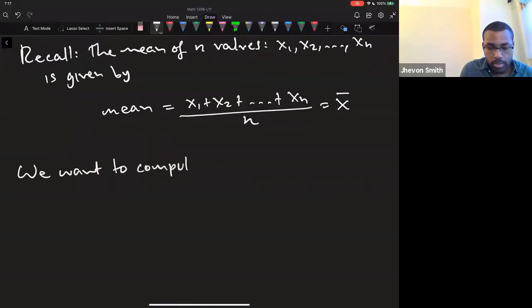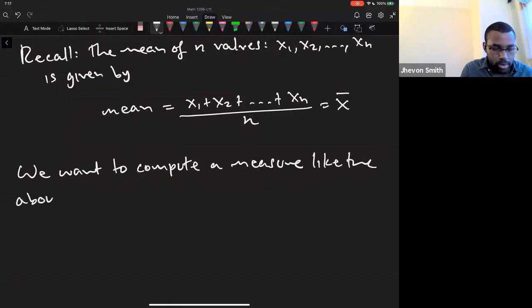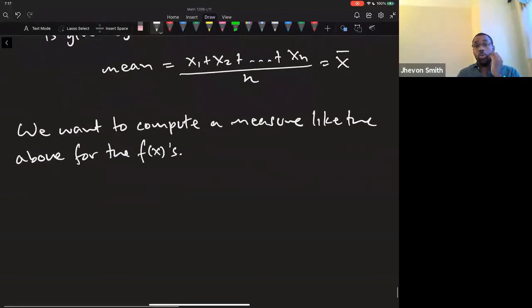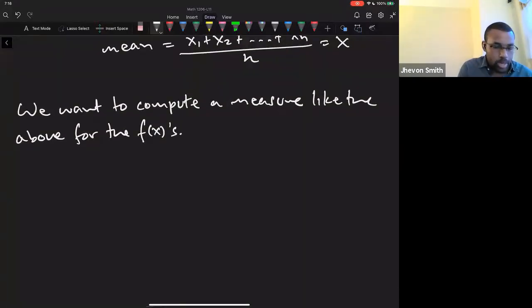So we want to compute a measure like the above for the f of x's, right? So that's what we want to do, right? So how do you actually go about doing that? Well, take a sample.